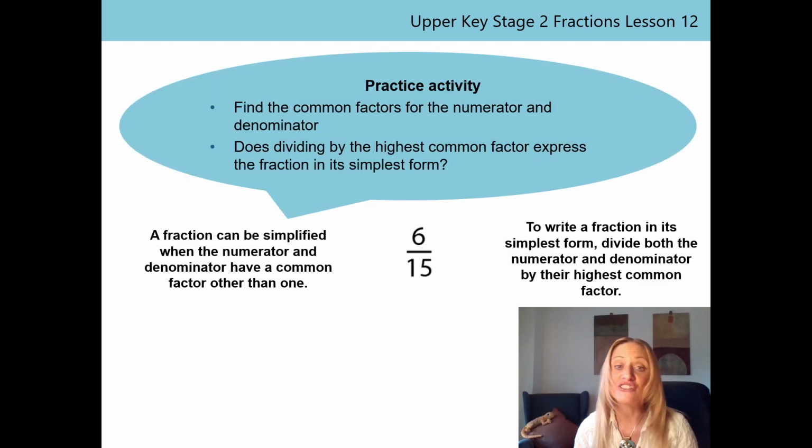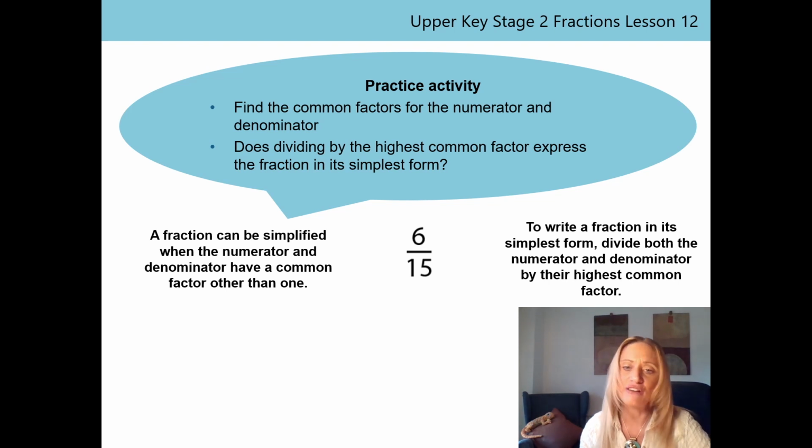We've made a lot of connections in this session. We now know how to identify a fraction in its simplest form because we know that the numerator and denominator have been kept as small as possible whilst keeping the value the same. And we now know that we can find the highest common factor of both the numerator and denominator and divide the numerator and denominator by the highest common factor to find the simplest form.